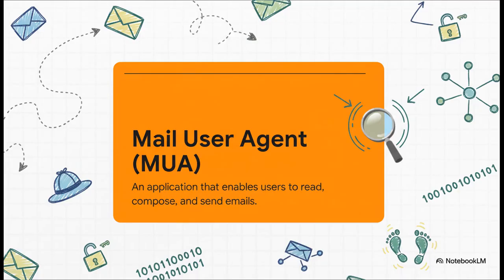So, the whole thing starts with what's called a Mail User Agent, or MUA. Don't let the fancy name fool you. This is just the app you use for your email. You know, Gmail in your browser, Outlook at the office, the Mail app on your phone. That's your MUA. It's basically your personal counter at this digital post office.